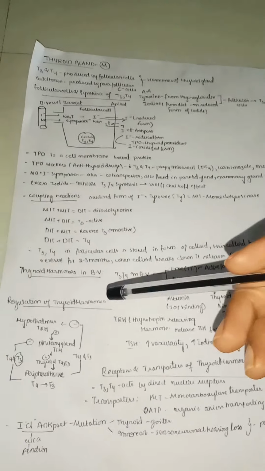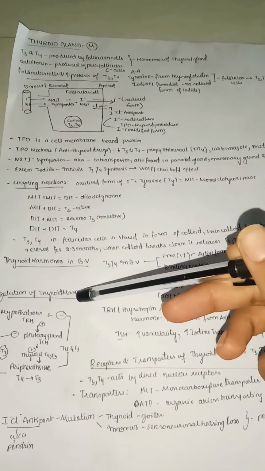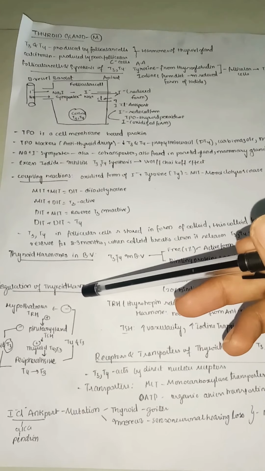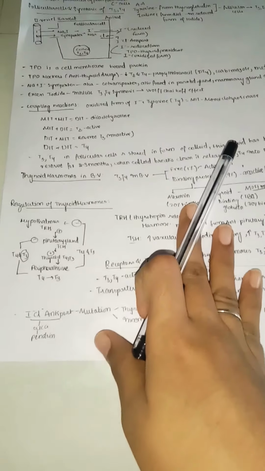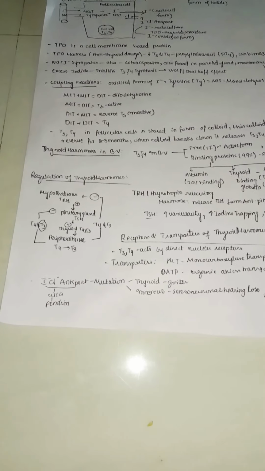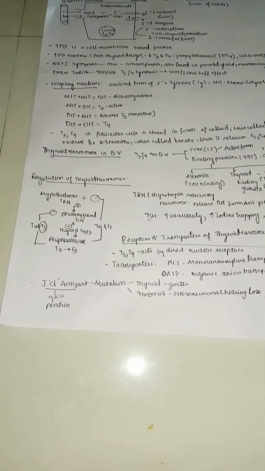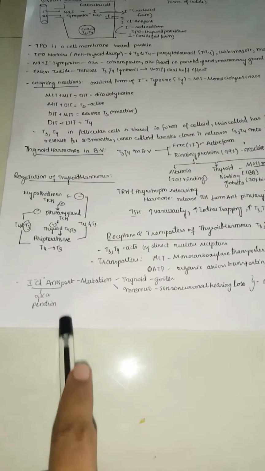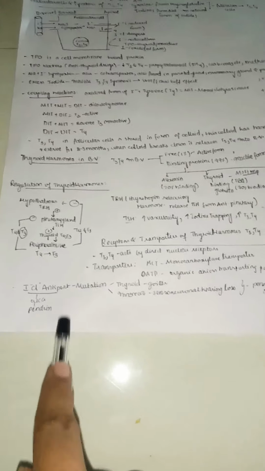So now let us see what happens in the blood vessels. Thyroid hormones in blood vessels. Before going to blood vessels, we need to see one more point here, that is about this iodide chloride antiporter which is present on our apical cell, right? This one, about this one I am talking. This is also called pendrin. Why is it called pendrin?